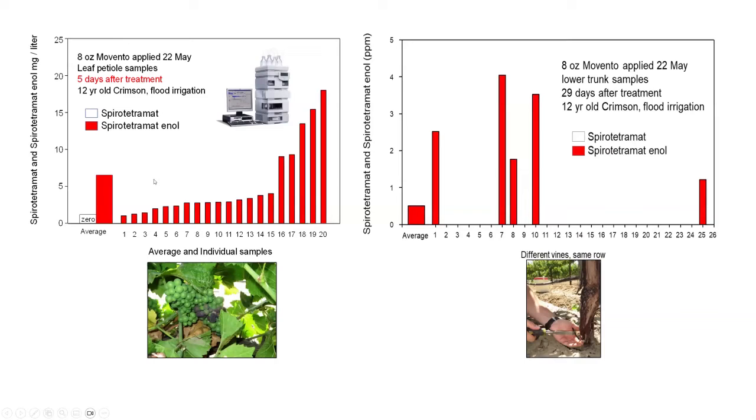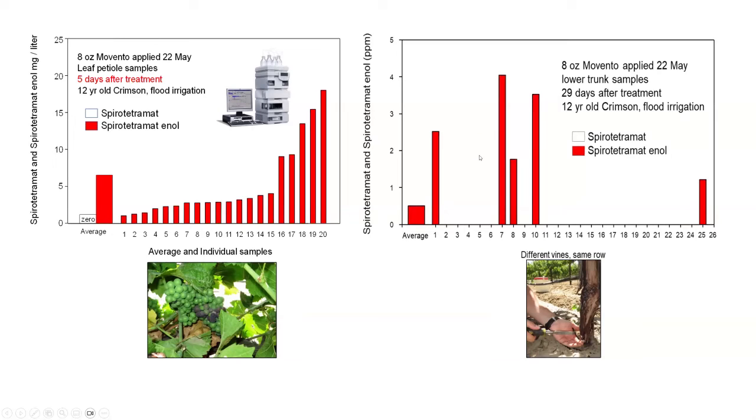Here we're looking at the amount of spirotetramat enol, that's what kills the mealybug, on 20 different vines. And this is looking at 5 days after treatment, leaf petiole samples, on average about 6-7 parts per million. And we're seeing that every single sample, every single vine had some level of enol. So Movento did its job.